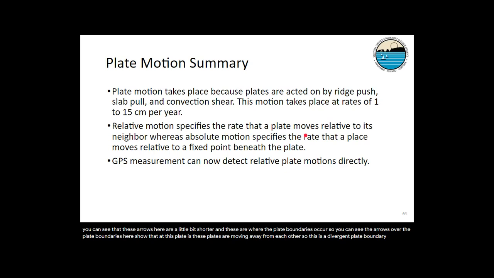Okay, so plate motion summary. Plate motion takes place because plates are acted on by the ridges pushing, pulling against each other, as well as convection. The motion takes place at 1 to 15 centimeters per year. The relative motion specifies the rate that a plate moves relative to its neighbor. We can measure this through GPS, and now we can detect relative plate motions more directly and more accurately.